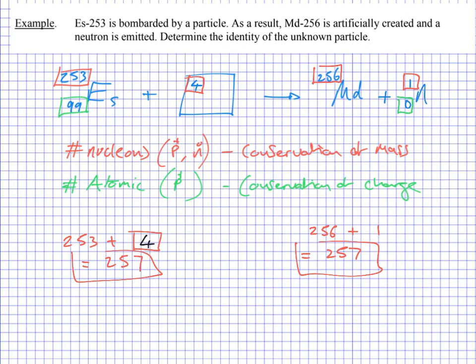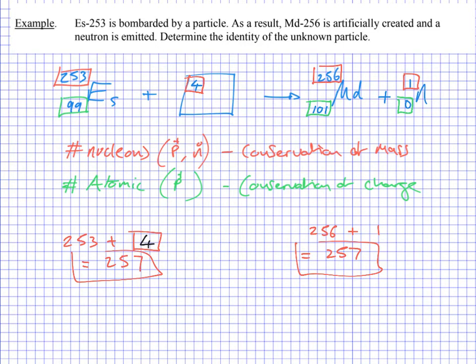Let's carry on and do the conservation of charge. Well, Mendelevium is, what is it, 101. It's 101 on its atomic number. So 101, there we go. Let's put that in green. Let's do the conservation of charge.